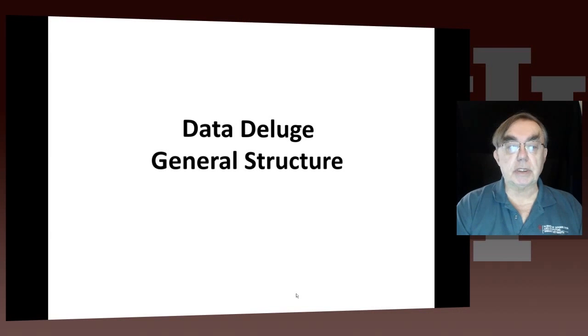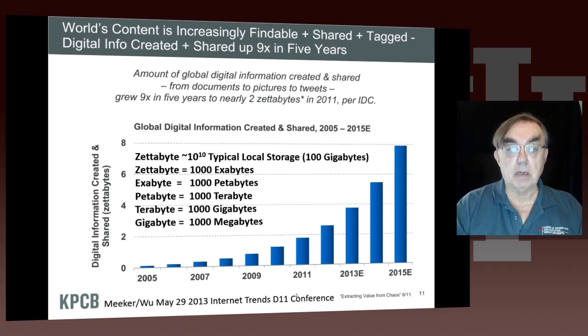Now we continue the introduction to the course with a discussion of the general issue of the data deluge and various ways of looking at that. First, we start off with the most direct way of specifying it. This is the well-known chart from IDC, which plots the total amount of data created and shared as a function of time, with the estimate of essentially 8 zettabytes in 2015.